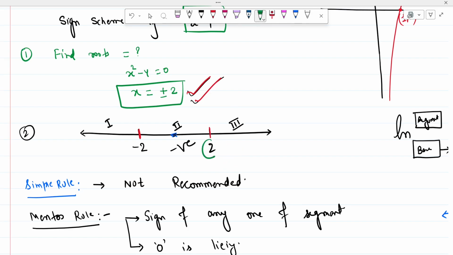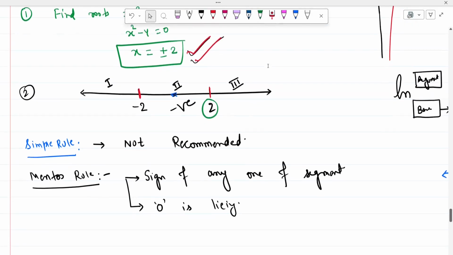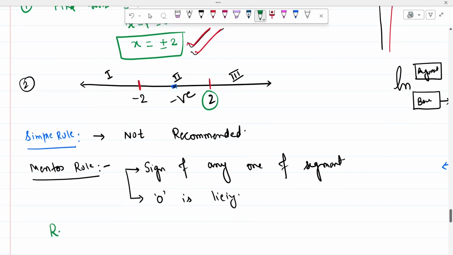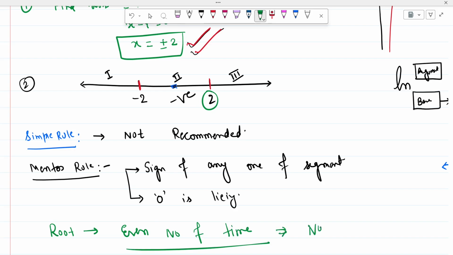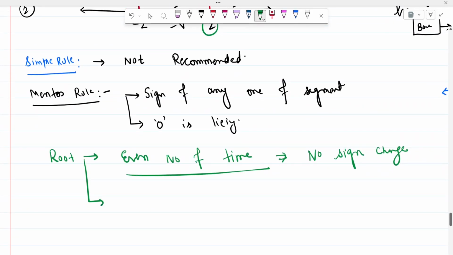The rule is very simple. If your root is coming an even number of times, I'm not saying even root, I'm saying even number of times, then there is no sign change, whether you are going from left to right or right to left. If the root is coming an odd number of times, flip the sign, change the sign.